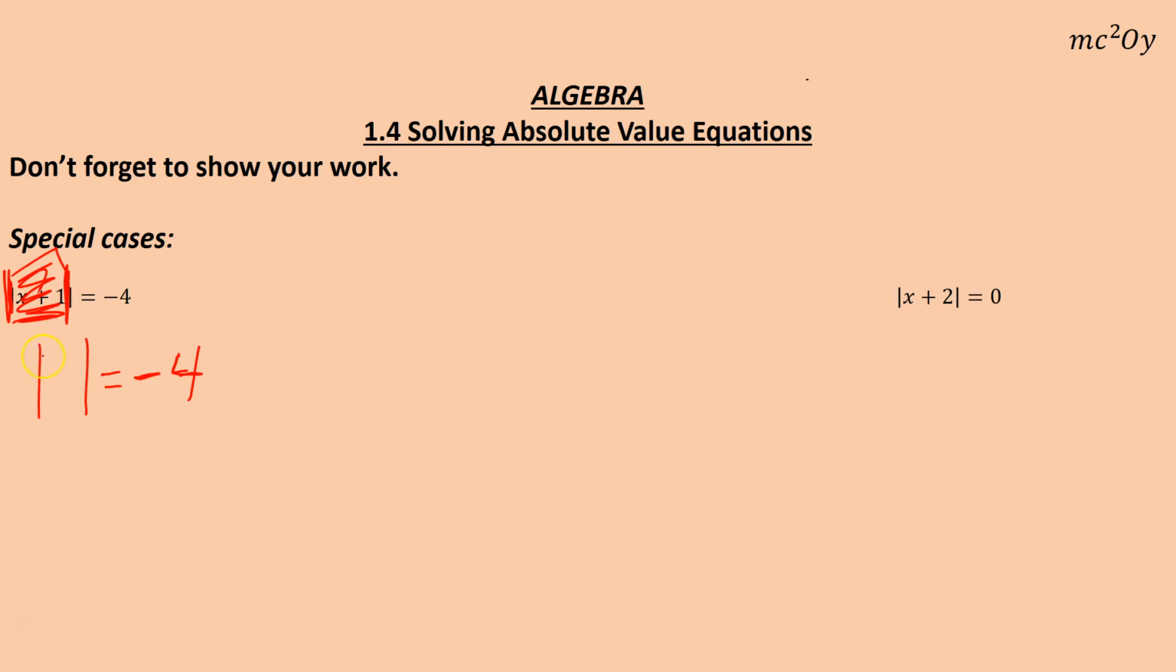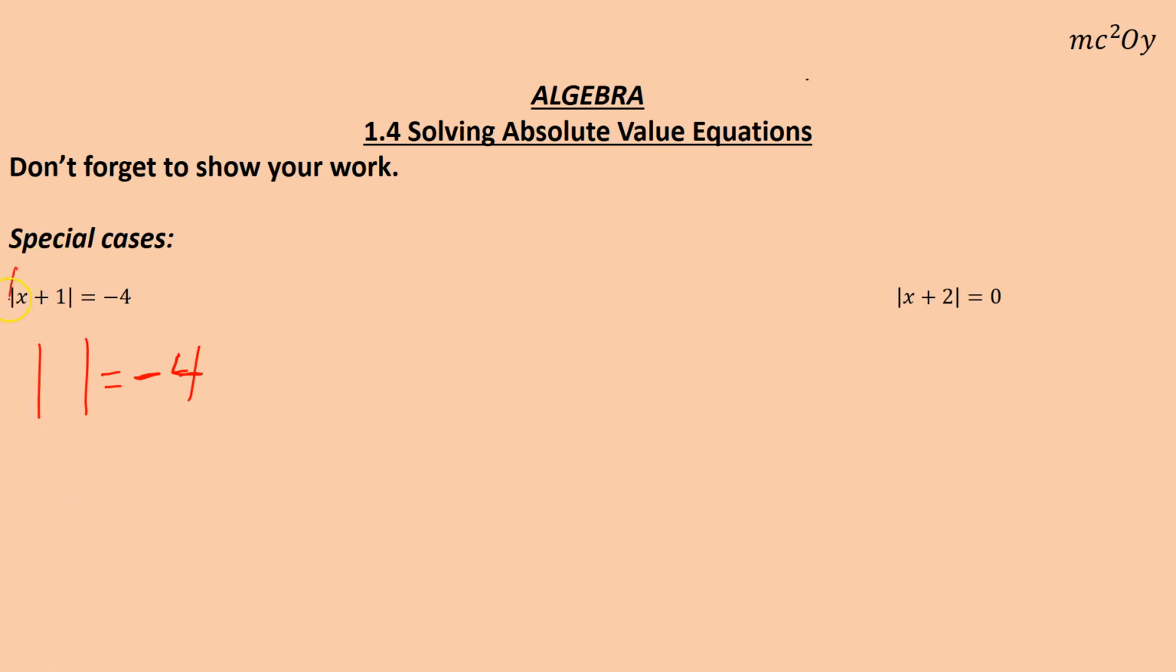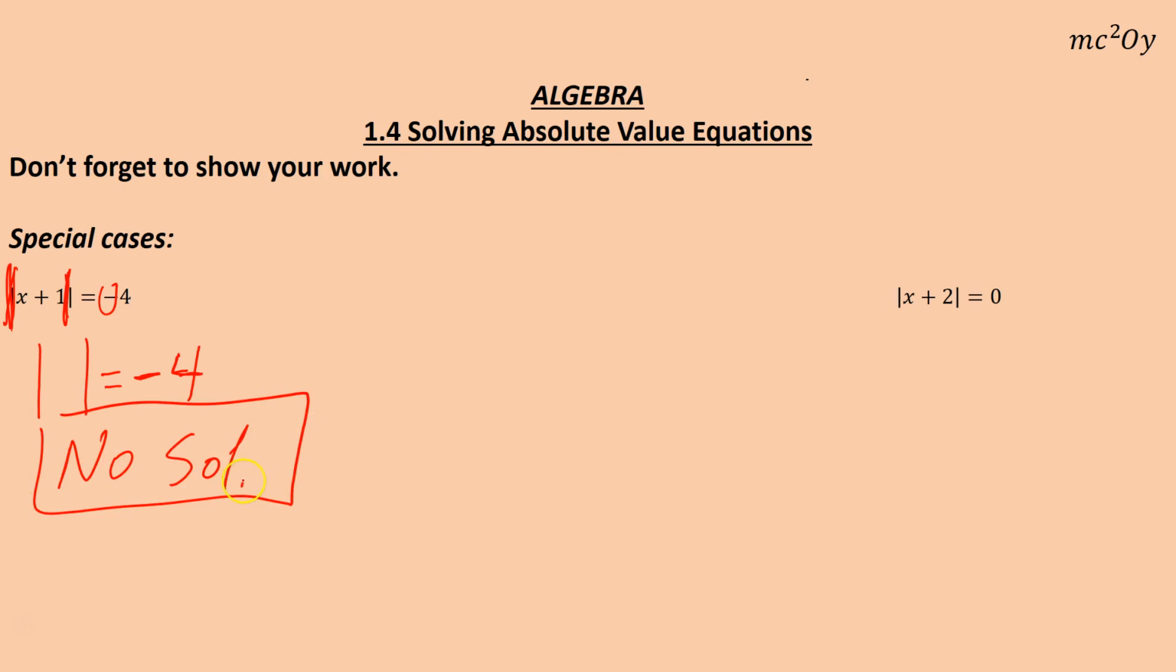Whenever you see your absolute value, in this case it says our absolute value is equal to negative 4. Our absolute value symbols, there's nothing outside them, so absolute value is equal to a negative. That means it's a no solution. You can't do that. So we call that a no solution, and we'll just write no sol there.